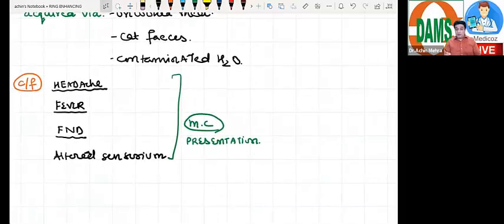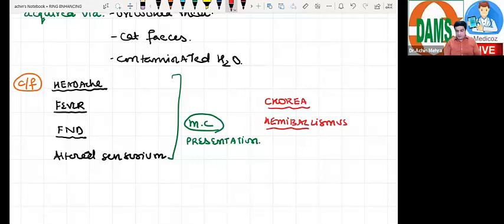Now, we can also find in these patients chorea and hemiballismus. Can someone in the class tell me, if you find chorea and hemiballismus, where are you expecting the lesion to be? Obviously, it has to be in the basal ganglia. So these toxoplasma abscesses can form in the basal ganglia, which can often relate to chorea and hemiballismus as a movement disorder in them, right?